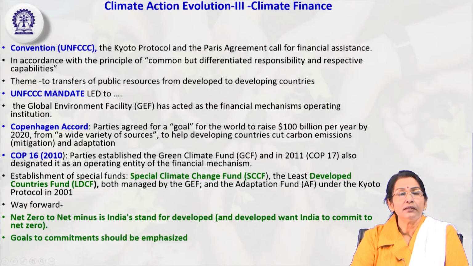In the Copenhagen Accord, the Paris parties agreed on the goal for the world to raise 100 billion per year by 2020, from diverse sources and from the diversification of energy resources, and to help developing countries cut carbon emissions and mitigate through technology transfer, etc.